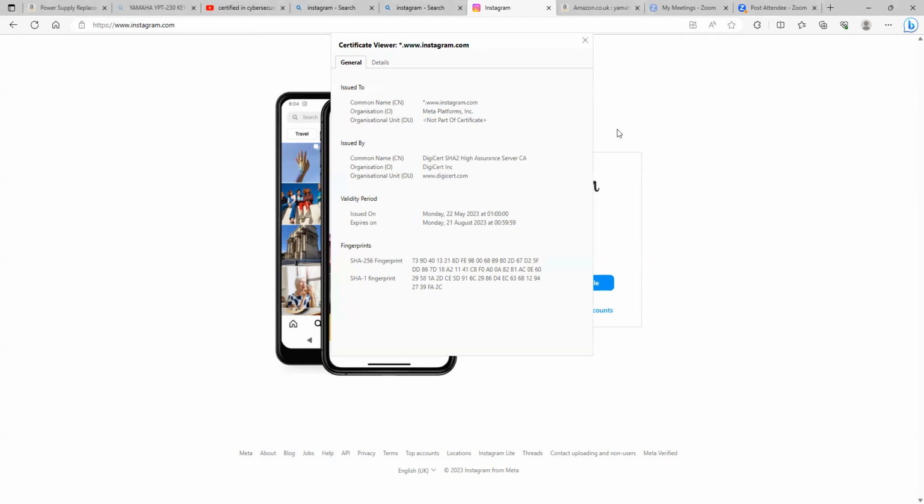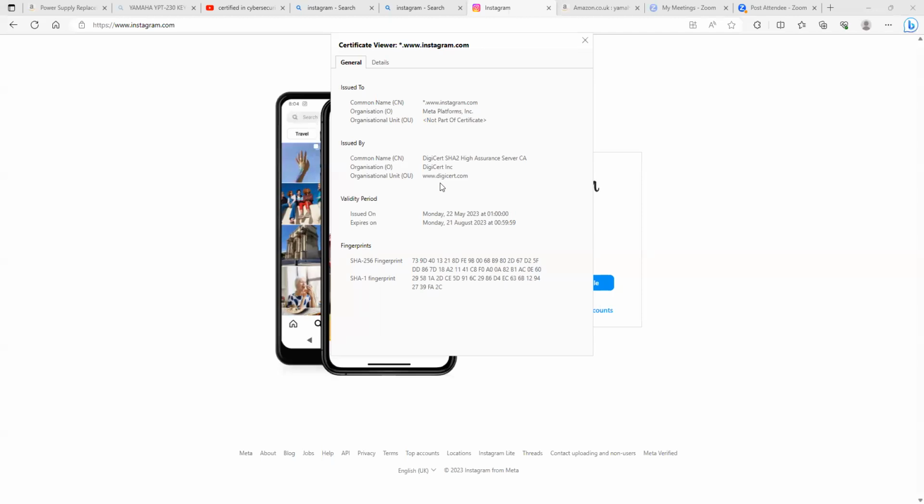Now I need to move this toolbar out of the way because it is very in the way, so I can't see. Okay, so can we see this certificate of Instagram here? It says the common name, Instagram.com, CN, and it tells us what is actually used to encrypt it. It uses SHA-256, and it tells us when the certificate or public key and private key was issued. It was issued on May the 22nd, and it will expire on August the 22nd.